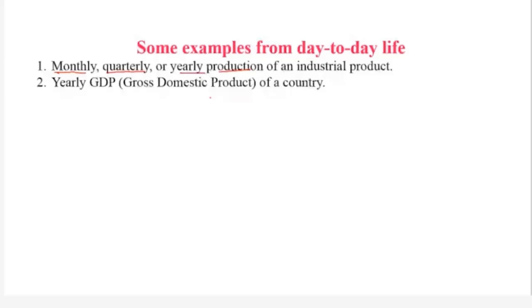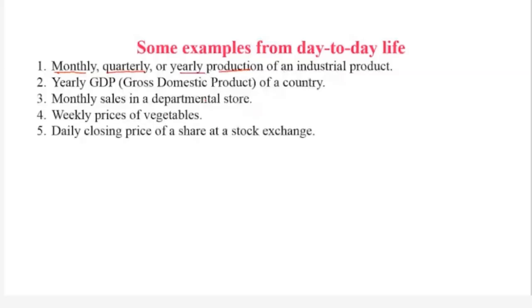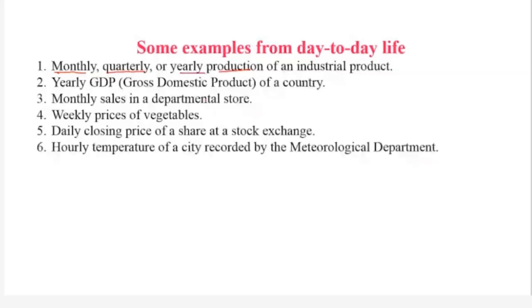Monthly sales in a departmental store like DMart, Vijay Sales, Big Bazaar and all that. Weekly prices of vegetables. These are examples. Closing price of shares in the stock market. Temperature, that is weather forecast you can say. Hourly temperature in a city recorded by the Met department, meteorological department.